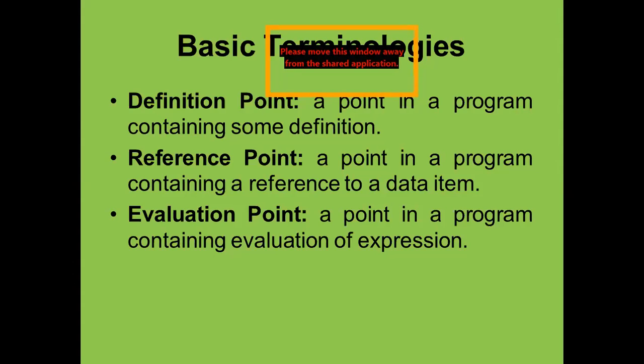On the basis of which you define your source code, your source program, that is called the definition point. Another is called the reference point. What is the reference point? A point in a program containing a reference to a data item. Because during the program we give the reference. There are several expressions which are dependent on the preceding expressions. So whenever we use any expression that depends on the preceding expressions, then the preceding expression involved during writing the source code or source program is called the reference point.